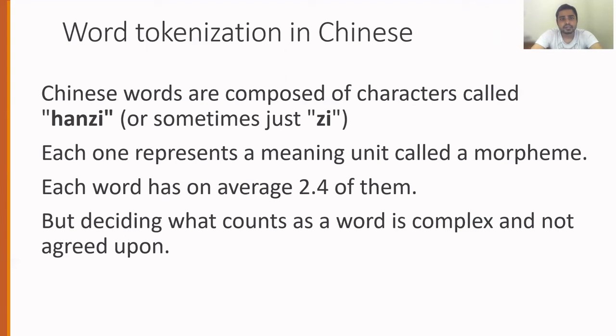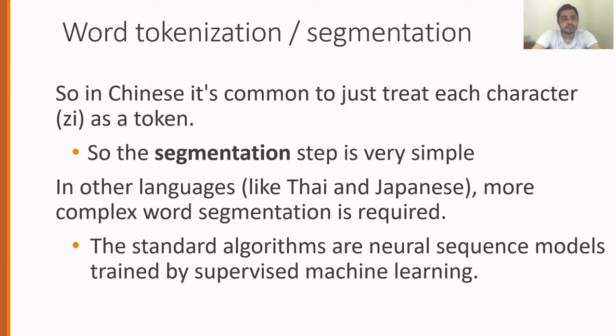Chinese words are composed of characters called Hanzi, or sometimes just Z. Each one represents a meaning unit called a morpheme. Each word has on average 2.4 of them, but deciding what counts as a word is complex and not agreed upon. So in Chinese, it's common to use each character Z as a token. So the segmentation step is very simple. In other languages like Thai or Japanese, more complex word segmentation is required. The standard algorithms are neural sequence models trained by supervised machine learning.